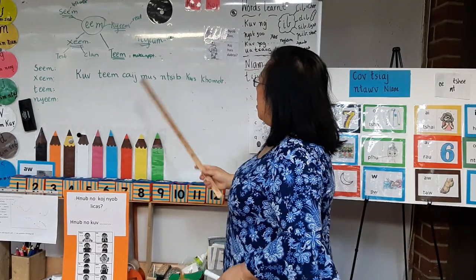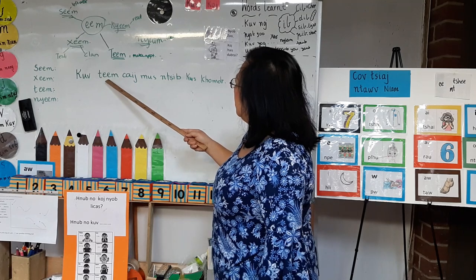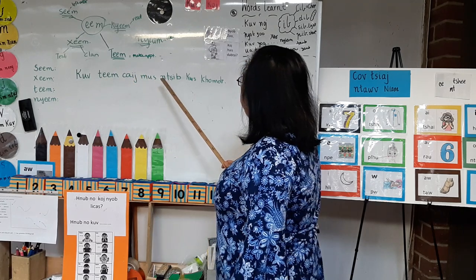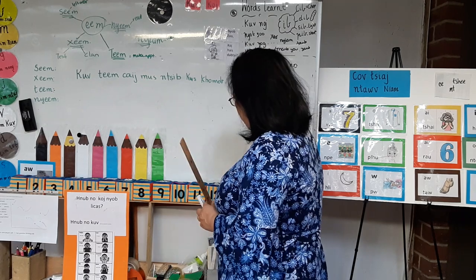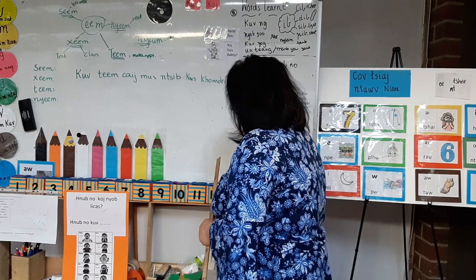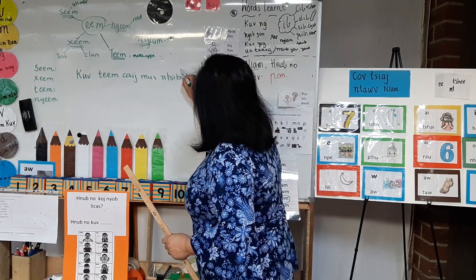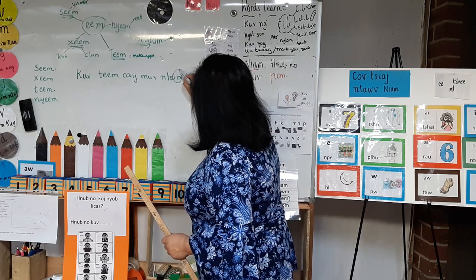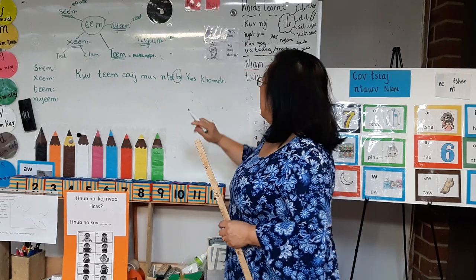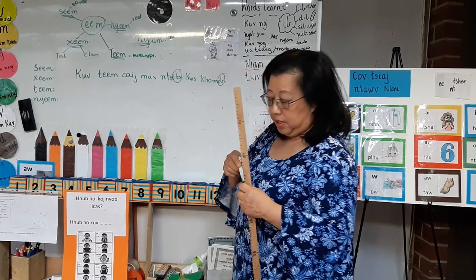Okay, let's read this together. Gu tang jai mo. What is this word? Do you know that word? Not sure. But I know that is the E sound, isn't it? Something E in there. And what about this one? I know that's an O sound, isn't it?